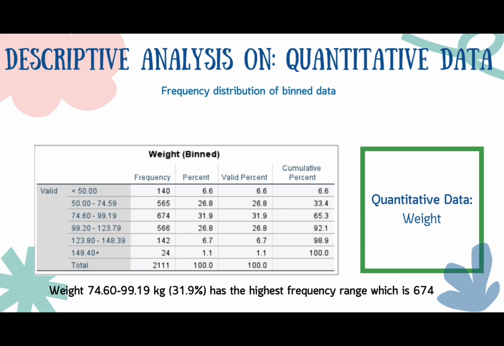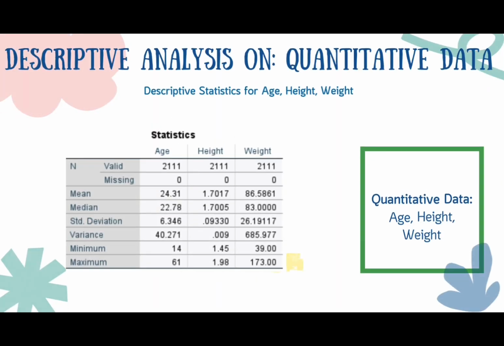That's why the larger number of obesity cases in the statistics may be due to the fact that many people belong to the larger weight categories. Descriptive statistics for age, height, weight. The table shows the mean, median, standard deviation, minimum and maximum for age, height and weight. Age. The population's mean age is 24.31 years, with a median age of 22.78 years, and its standard deviation is 6.346.